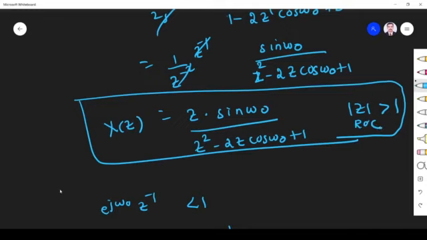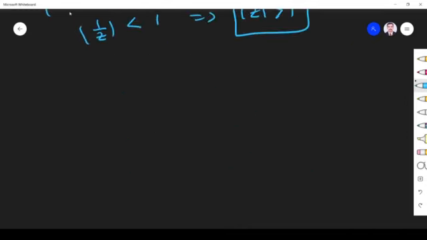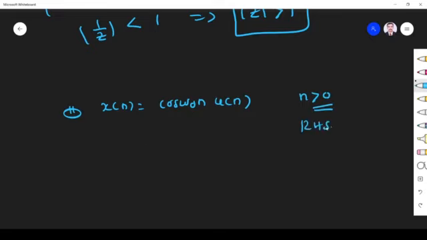Similarly, for the cos omega naught second problem, x of n is equal to cos omega naught n u of n. This is also a right hand side sequence. u of n is a right hand side sequence which exists for n greater than or equal to 0. So this is the question. We understood it is a right hand side sequence. Follow the same procedure.